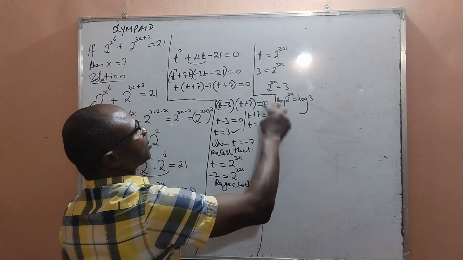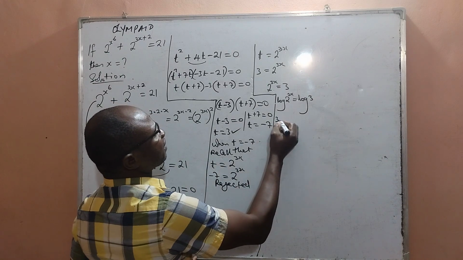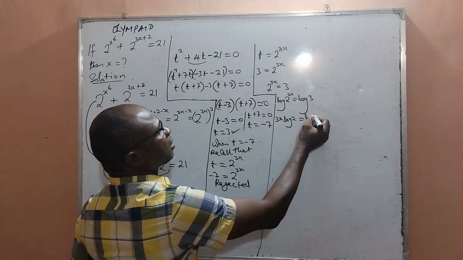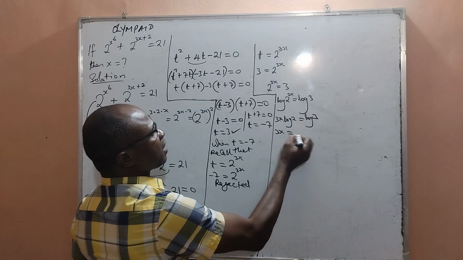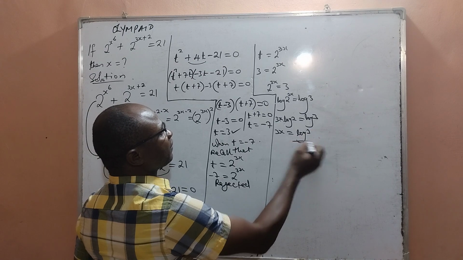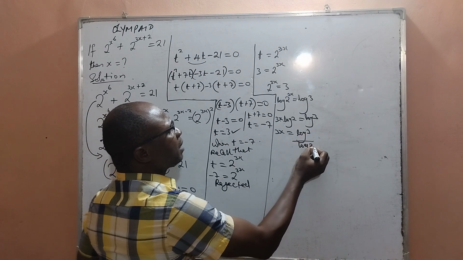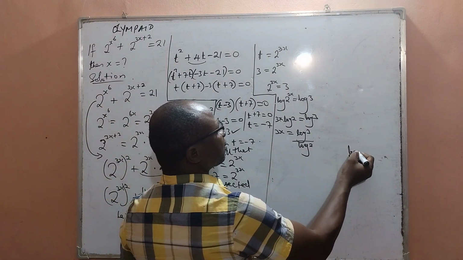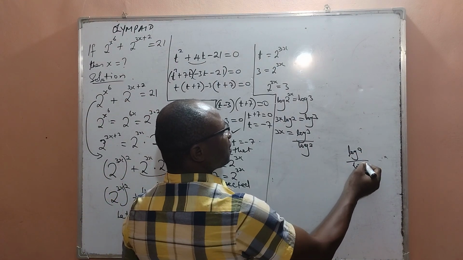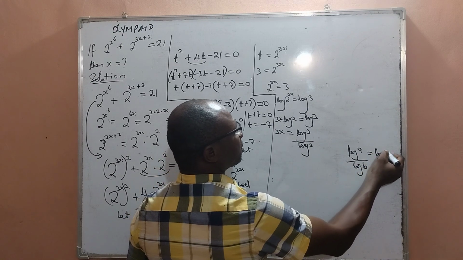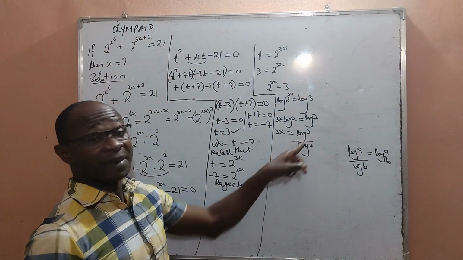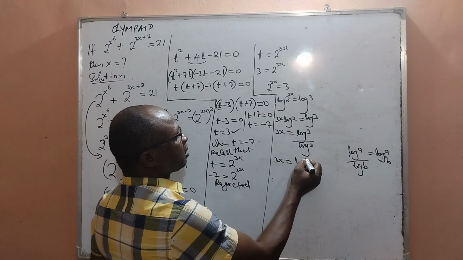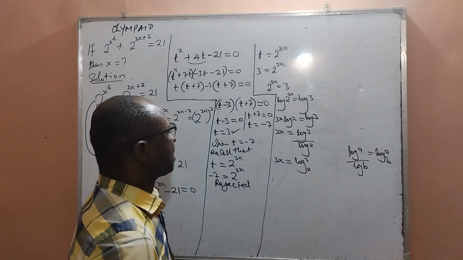So, I move the power to the front according to the law of logarithms to have 3x log 2 is equal to log 3. Meaning that 3x now will be equal to log 3 divided by log 2. Okay? But remember, one of the laws of logarithms says that if I have the log of a divided by the log of b, it is equal to log a base b. So I'm going to apply that here now to get that 3x is equal to the log of 3 base 2.